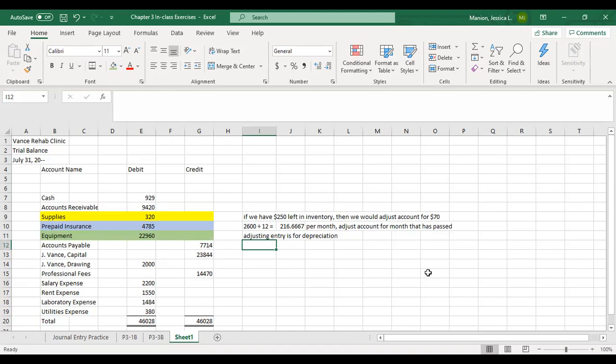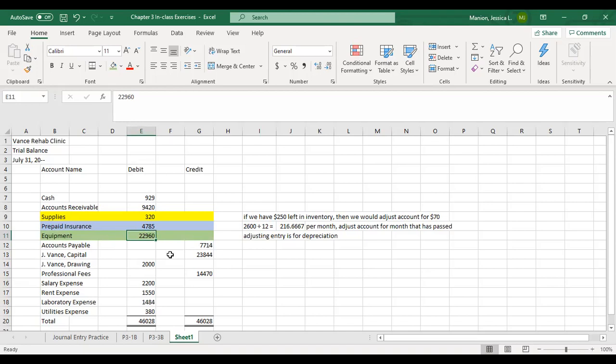And so when we think about equipment overall, as we go through time and we depreciate the asset, the book value of the asset drops. So if we think about right now, this equipment has book value $22,960. If we do not purchase any other equipment, if we just only have this equipment, this number will be less next year because we will have depreciated some of that asset, right? So then that's another common adjusting entry.